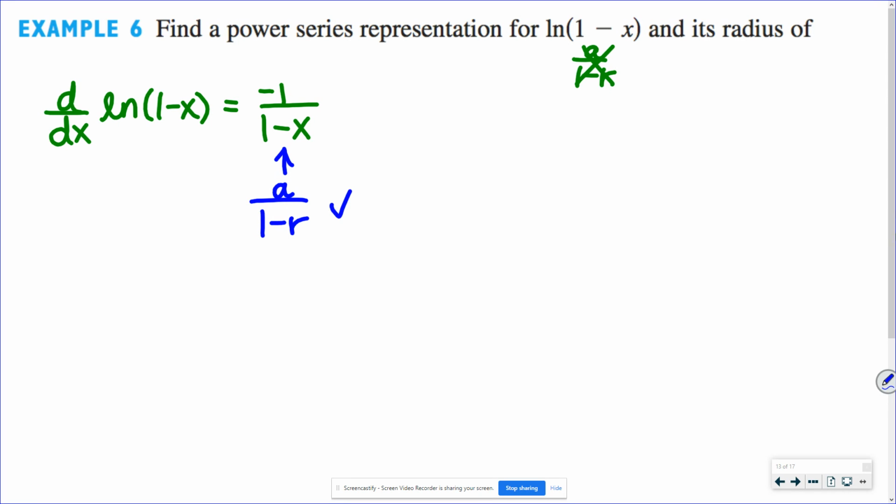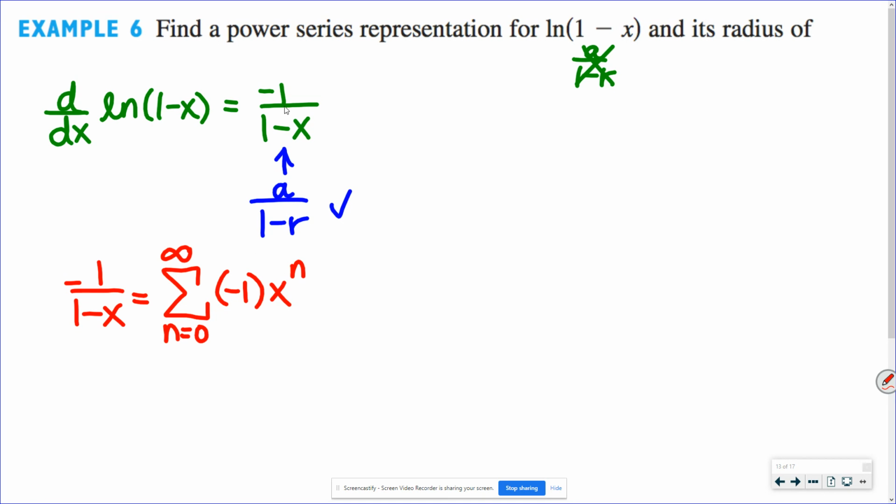Okay? So now we need to keep in mind that the derivative is something I can write in terms of a series. So let's do that first, and then we'll work backwards to get back to the ln thing, okay? So -1 over 1 minus x. What does that look like as a series? Well, the first term is -1, and the ratio is x to the power of n, okay?